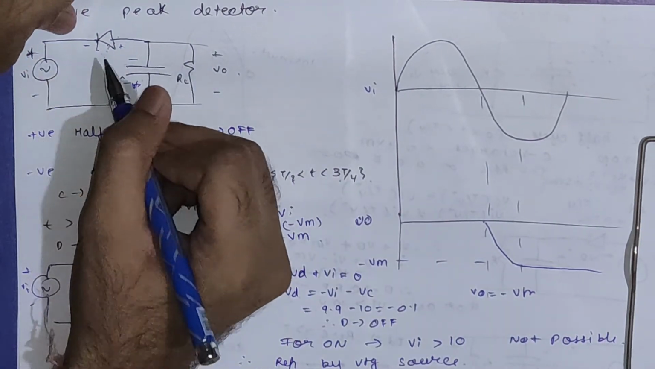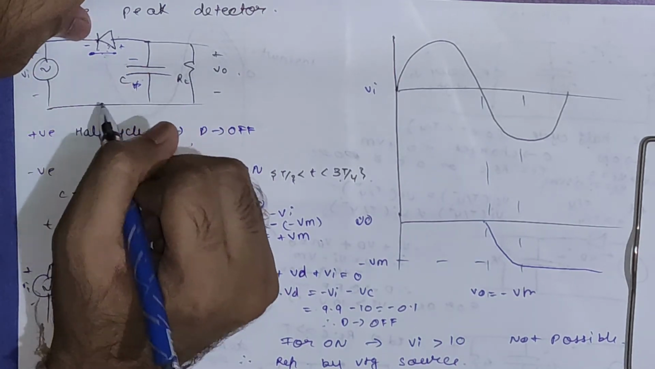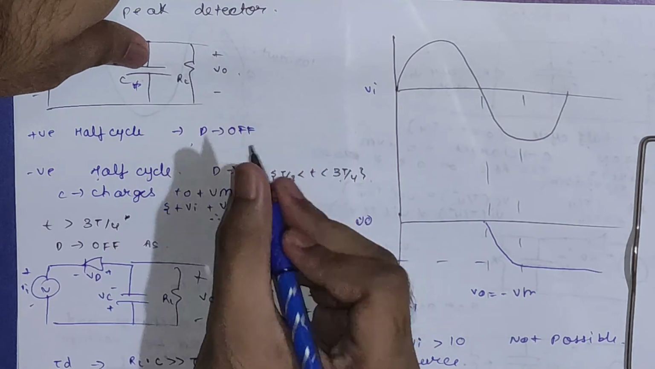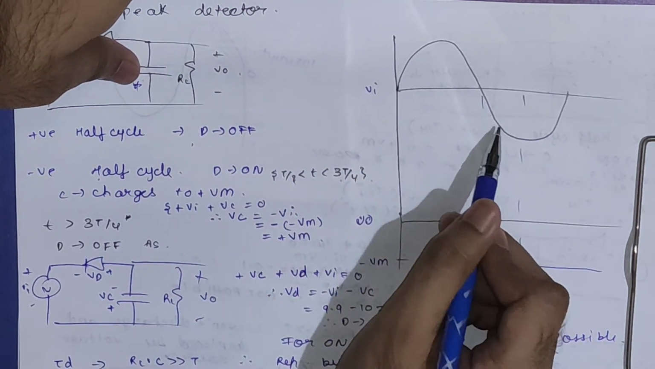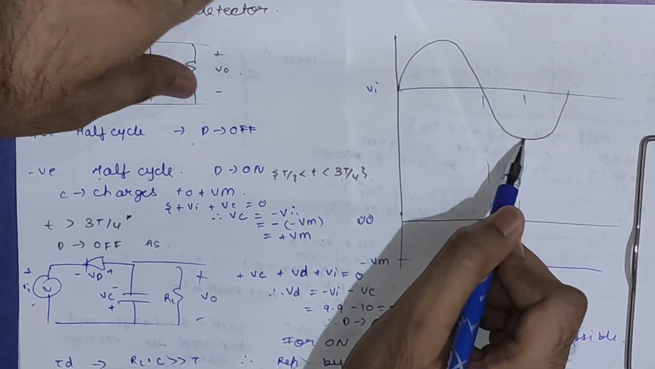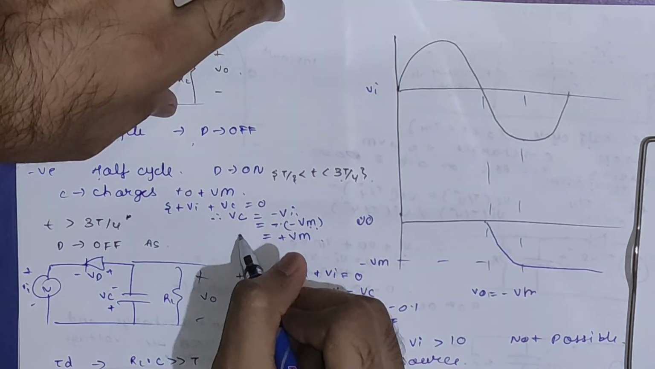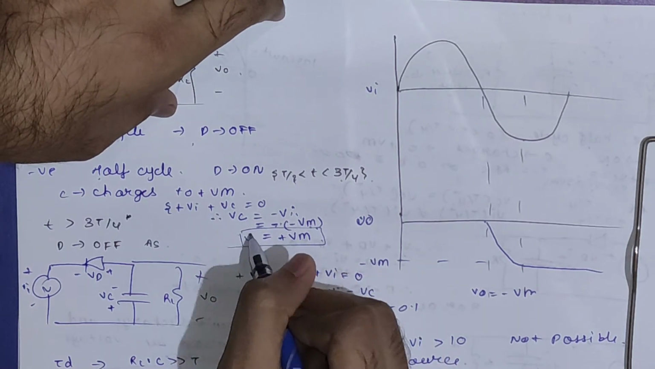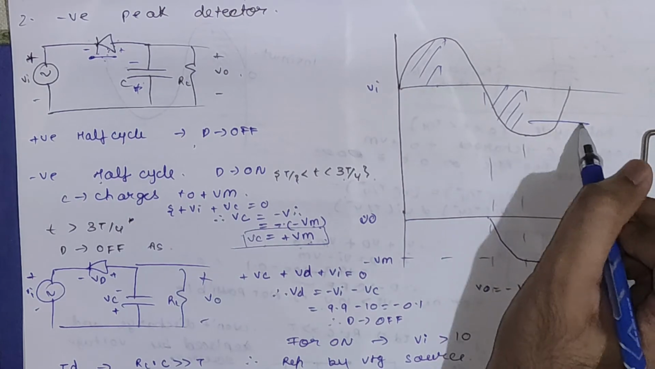Okay, so for the magnitude we will replace this diode with a short circuit, and you can see plus Vi plus Vc is equal to 0. So Vc will be equal to minus Vi. We know the input waveform can go maximum up to minus Vm. So we will say minus of minus Vm, so the capacitor will charge to plus Vm. Okay, so we are completed with this phase. Now we are remaining with this phase.